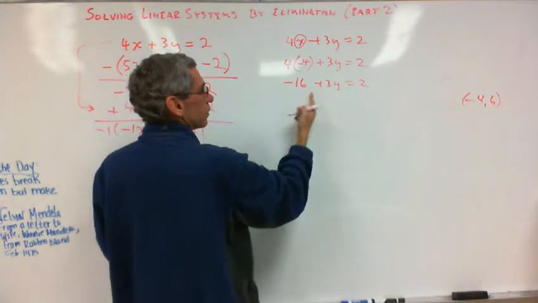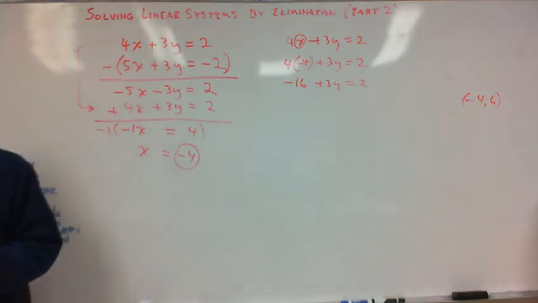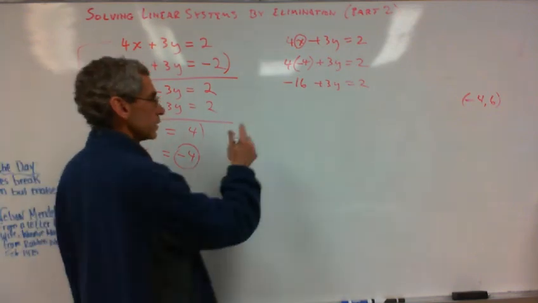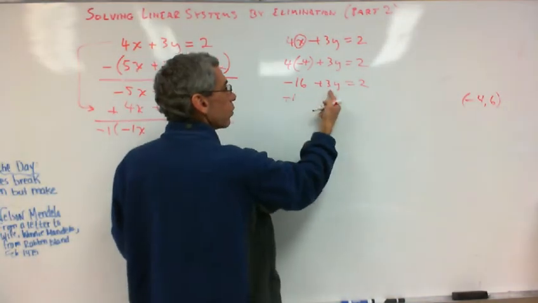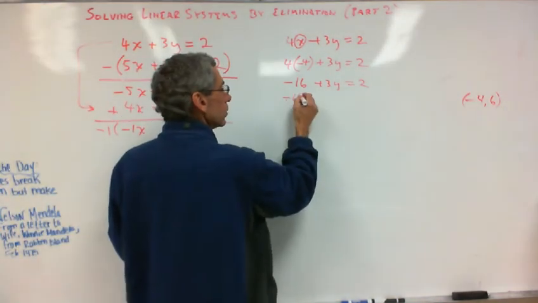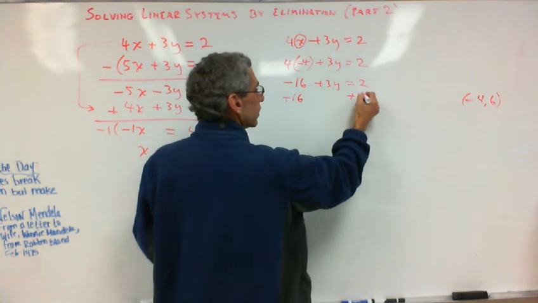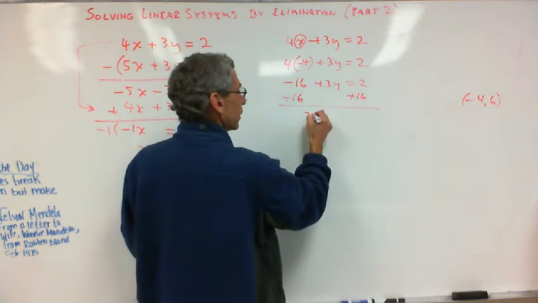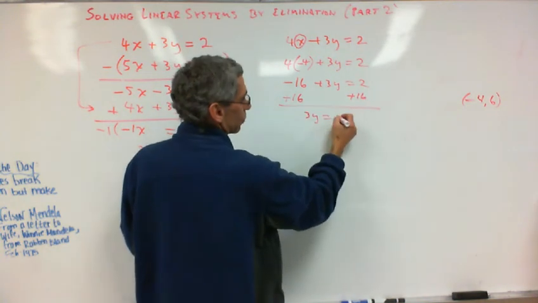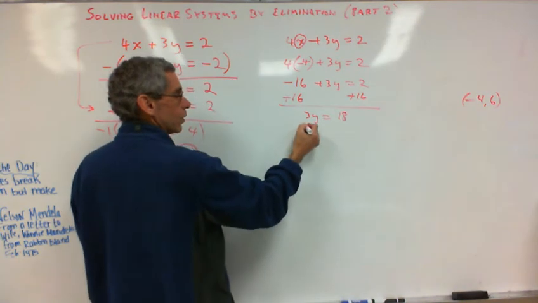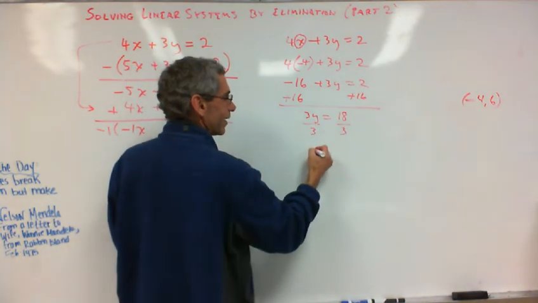Now what do I have to do now? Add 16 to both sides, because I want my y's to be alone. It's going to be 6. They want to be isolated. So we have 3y is equal to 18, right? We're going to divide by 3, divide by 3.